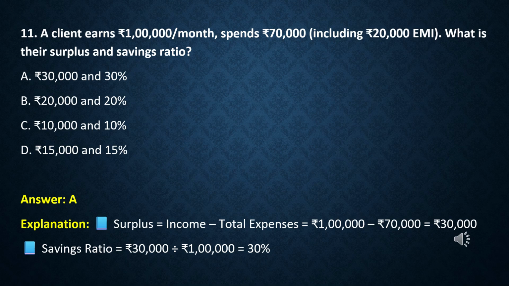Here, surplus formula is income minus total expenses. So, income 1 lakh minus total expenses including EMI, 70,000, so 30,000 is the surplus. Now, savings ratio. Savings ratio formula is surplus divided by income, that is 30,000 divided by 1 lakh, equal to 30%.